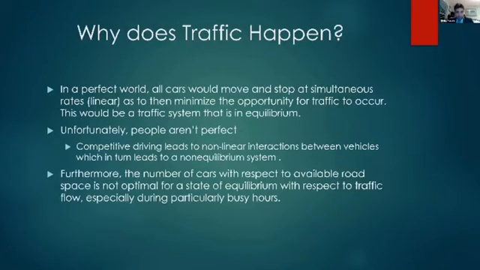So why does traffic happen? In a perfect world, if cars were autonomous, they could brake and stop in front of each other perfectly, so they'd work with an accordion effect. But people aren't perfect, and competitive driving can lead to non-linear interactions between the vehicles, which in turn create a non-equilibrium system, which basically means that the rate of resources being passed around is mitigated.